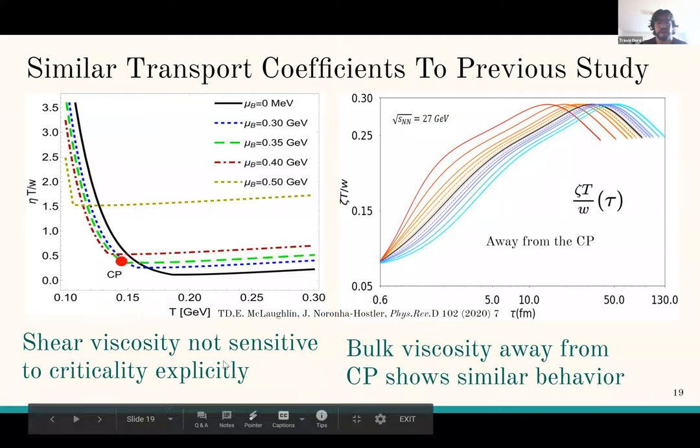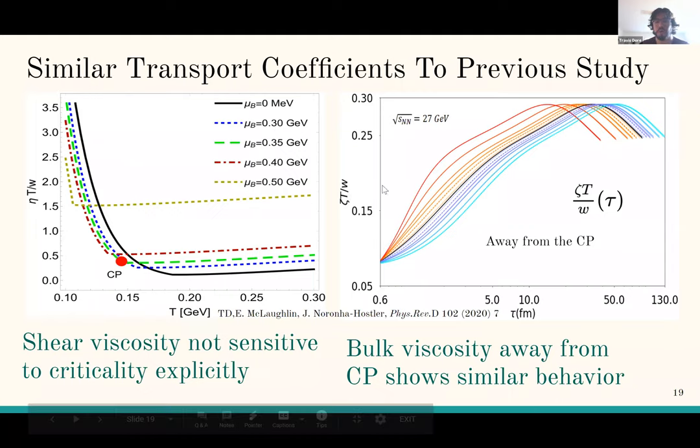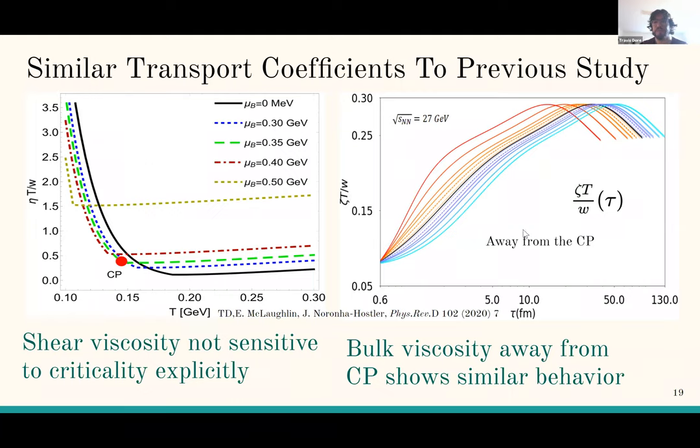So keep that in mind, not explicitly. We didn't put any critical sensitivity in by hand here. And the bulk viscosity, this is your bulk viscosity as a function of time, away from the critical point, not as a function of temperature but as a function of time, for different hydro runs. Every line is a different hydro run. And the bulk viscosity away from the critical point doesn't really show critical scaling behavior.